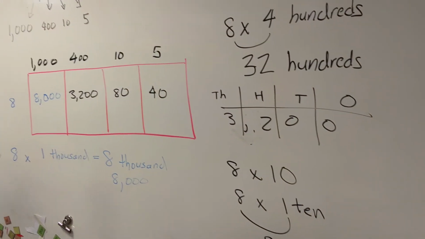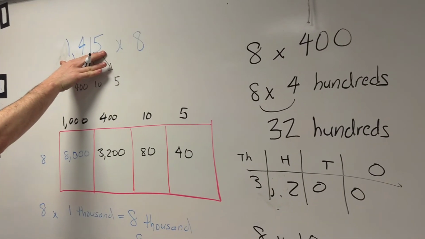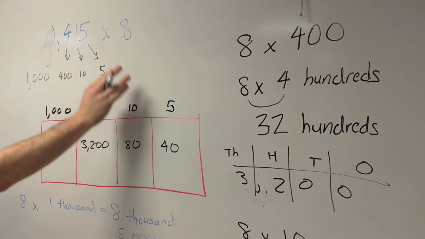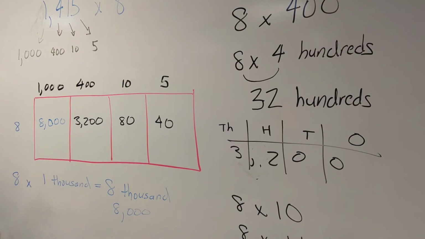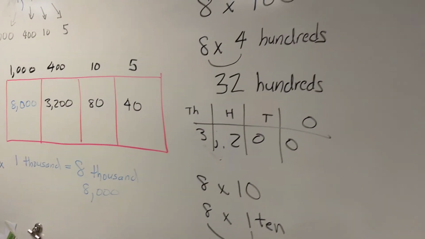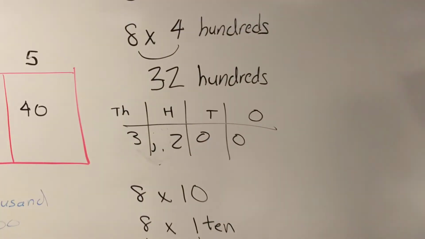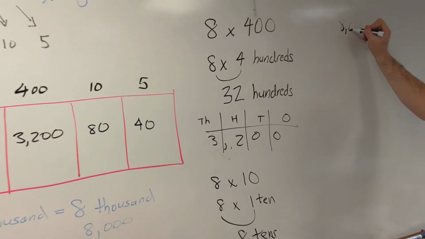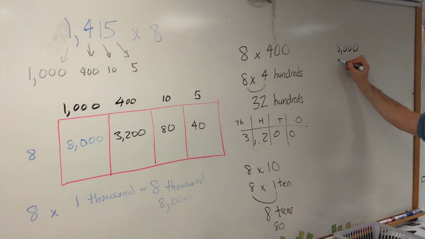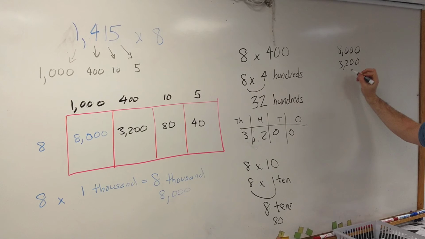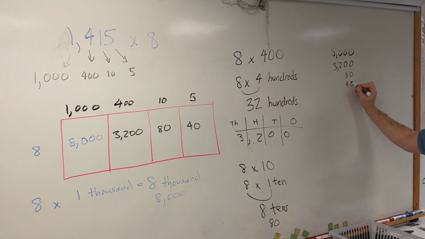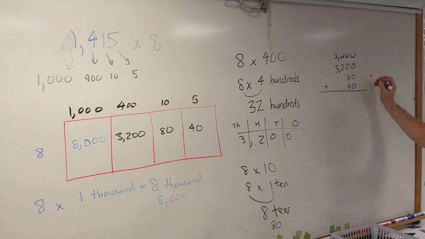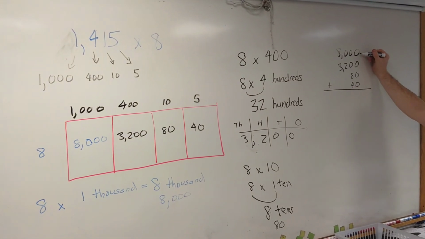Now, since I decomposed one factor and then multiplied each part by 8, I have to put them back together. So now I'm going to come over here and line them up to add them. I've got 8,000. I'm making sure all of my place values are nice and neatly lined up. And I'm going to add them one place value at a time, starting with my ones.